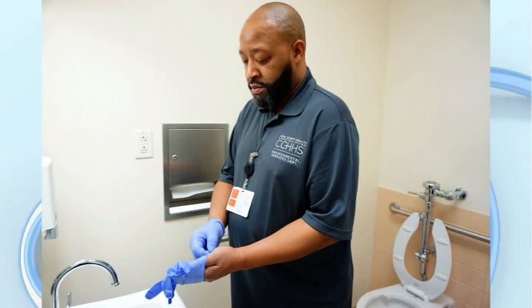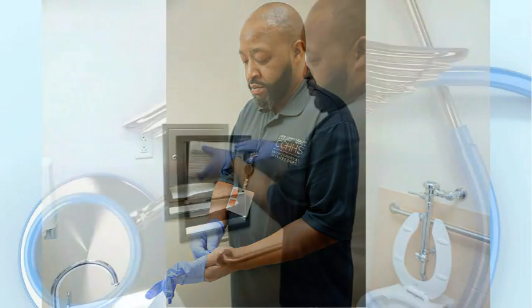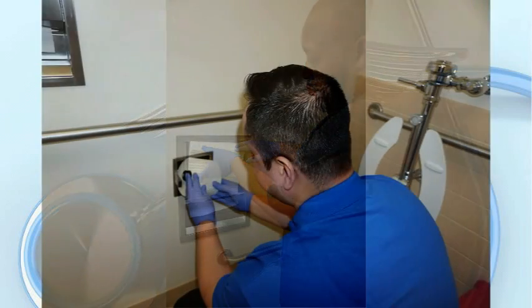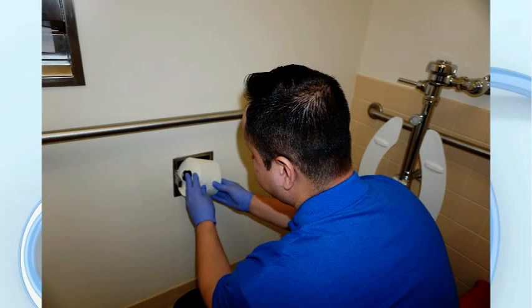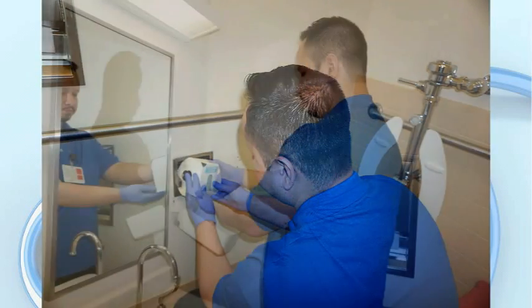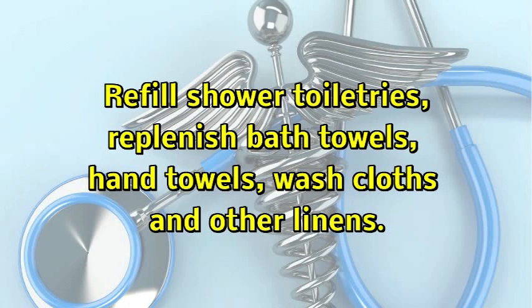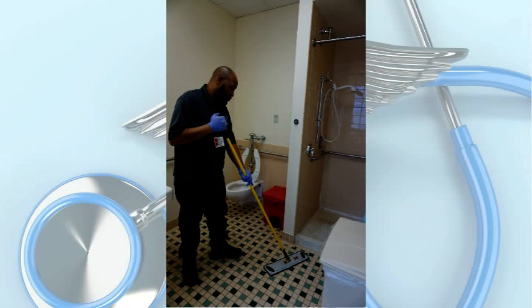Restock the paper towels with the fold properly facing downward so that the towels dispense as they are intended to. Refill the toilet paper dispenser. Make sure spare rolls are stocked in the room. Refill hand soap dispensers. Refill shower toiletries. Replenish bath towels, hand towels, washcloths, and other linens. As your final step in cleaning the restroom, damp mop the floor.